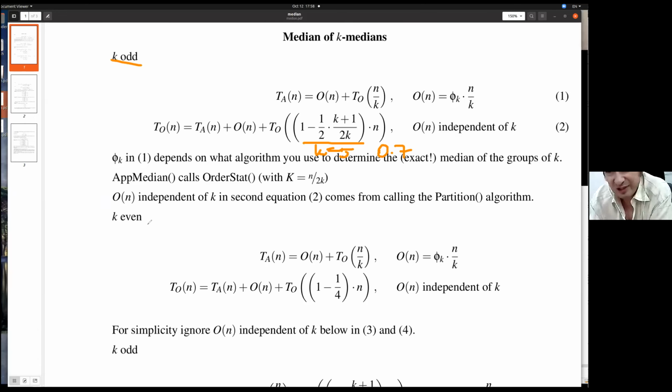Then for k even, you have this problem that there are 2 middle elements. So when you have a group, there are 2 middle elements, and you do not know which way to choose, and whatever you choose, you can choose the lower one always, or the upper one always. One of these two pieces will be exactly k half, and this is why instead of (k plus 1) over 2k, you get k over 2k, which is 1/2 times 1/2, a quarter, and then you have here standing 3/4. The rest of the recursion remains the same.